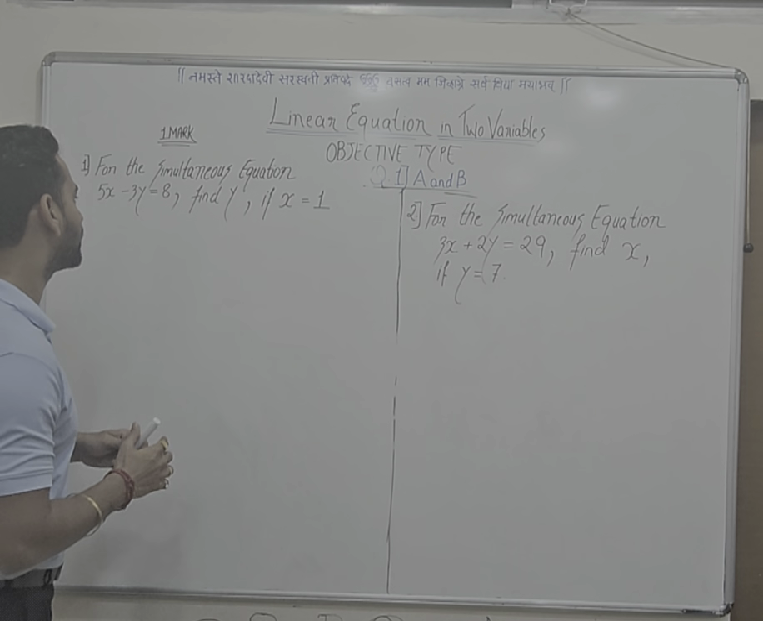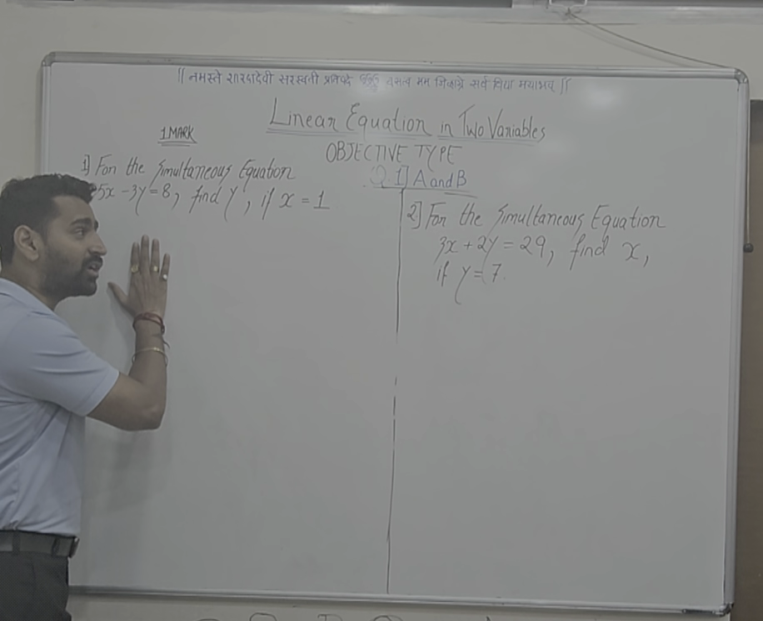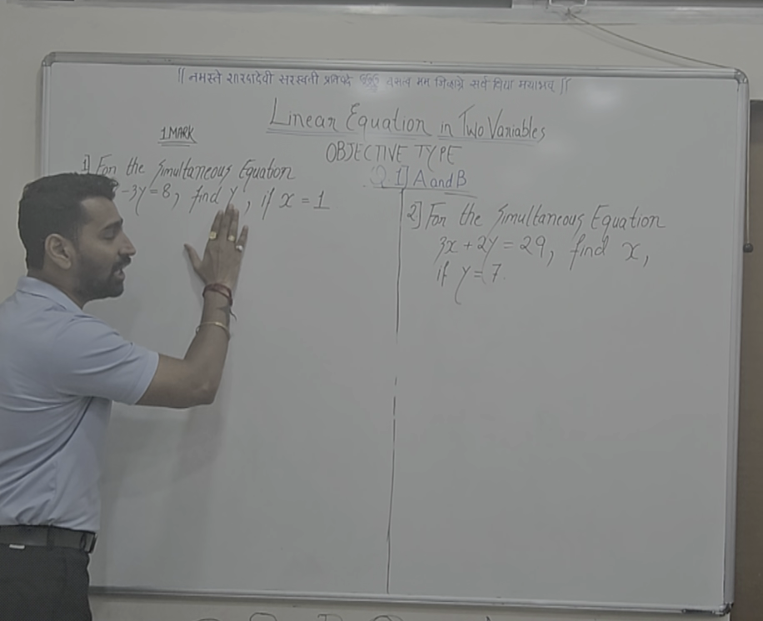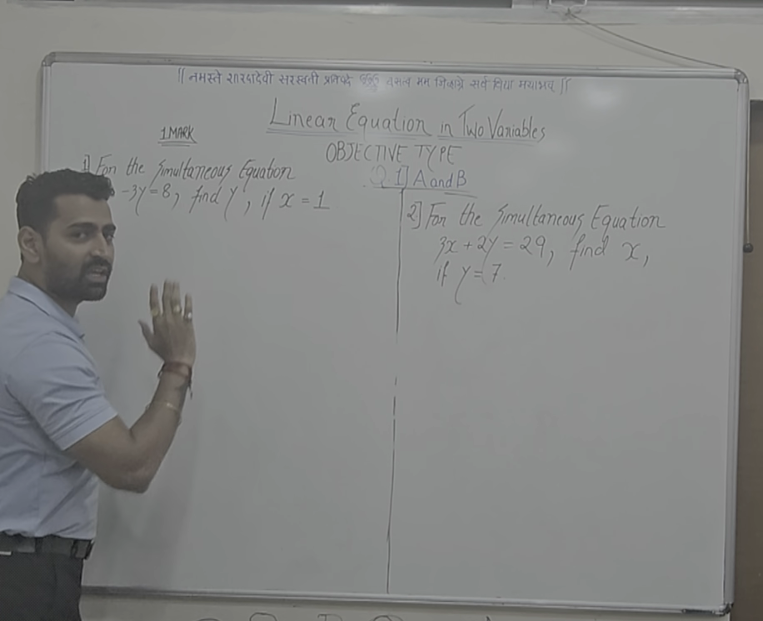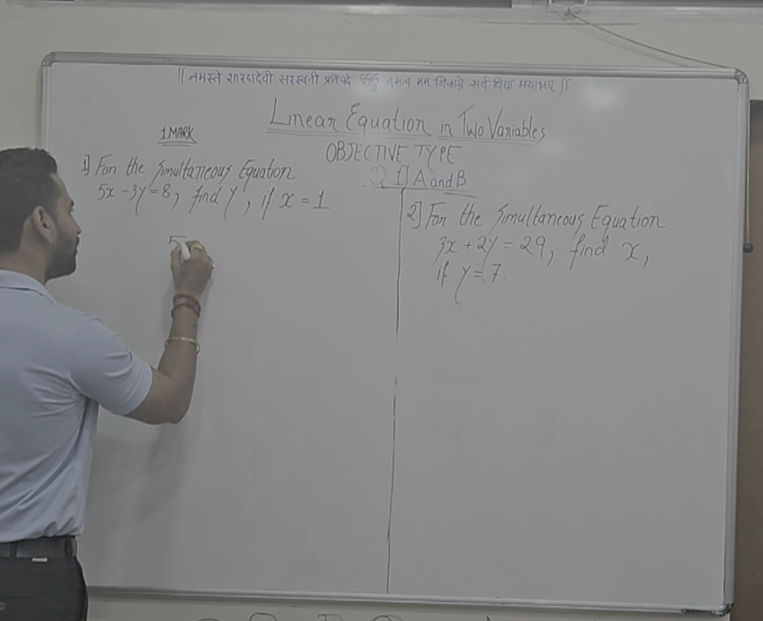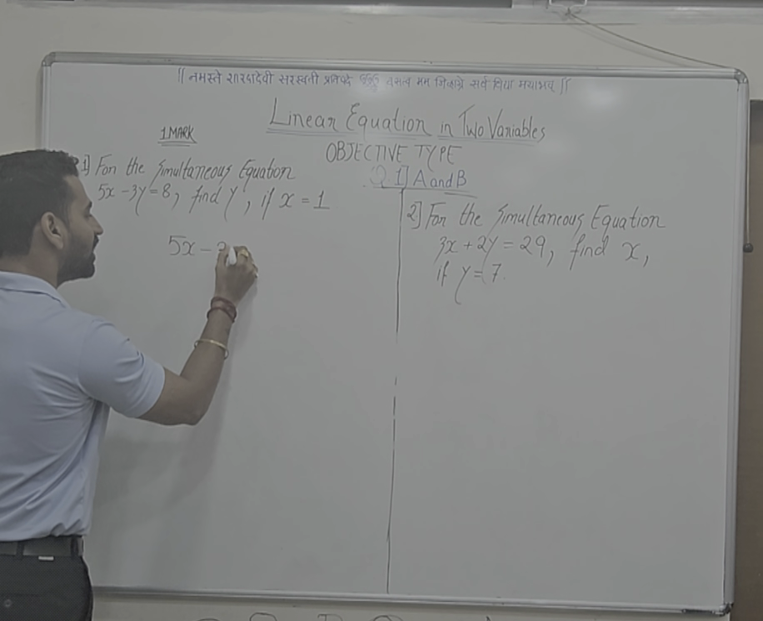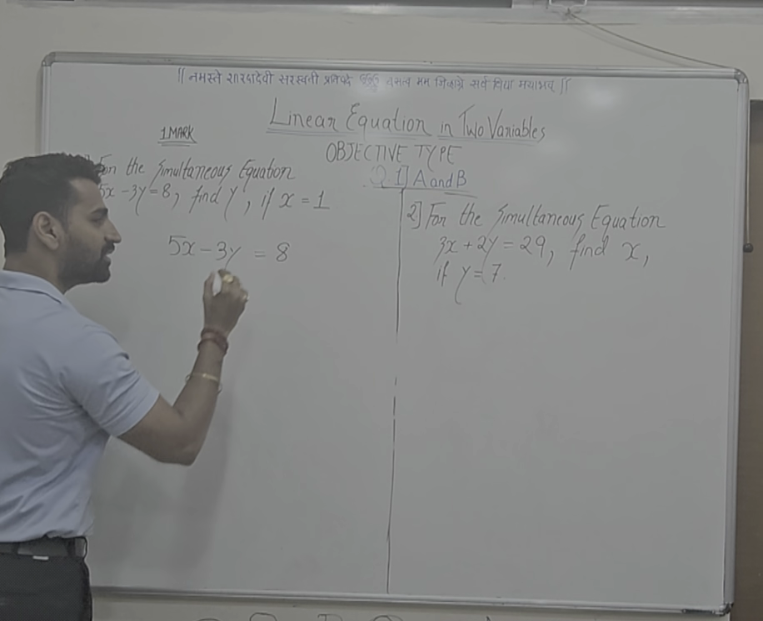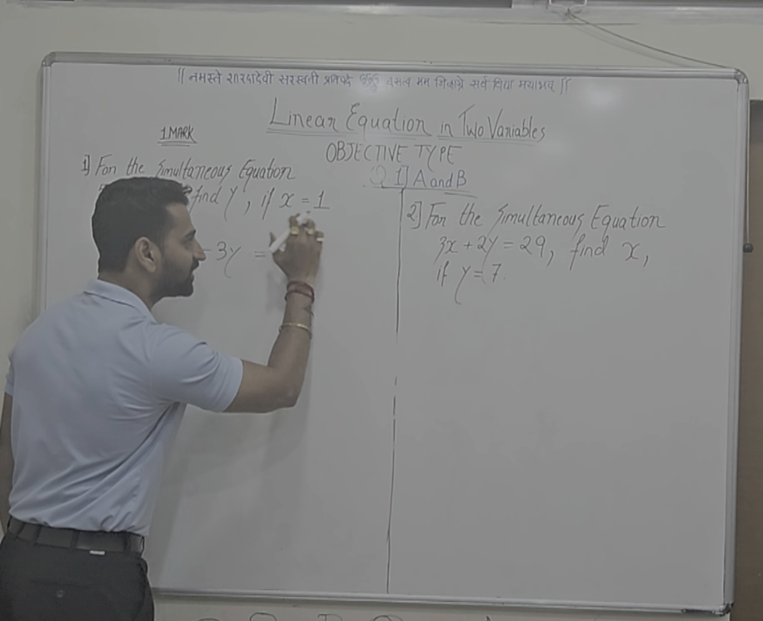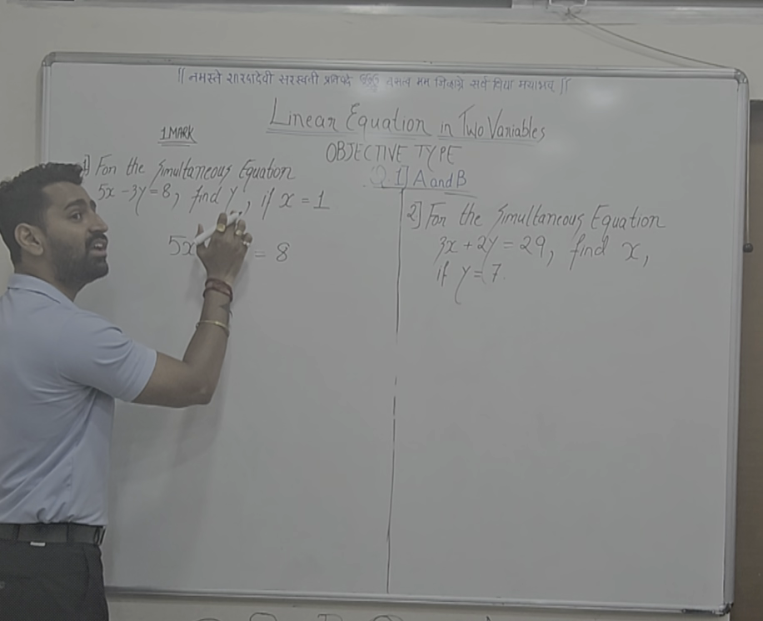Let's see the very first question. So for the very first question, we have 5x minus 3y equals to 8, where we have to find the value of the variable y when x is given to us 1. So let's copy the question given to us, which is 5x minus 3y equals to 8. This is the linear equation given to us, where we have to substitute in place of x 1 to find the value of the variable y.